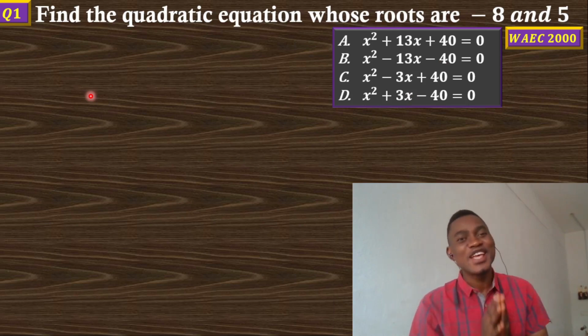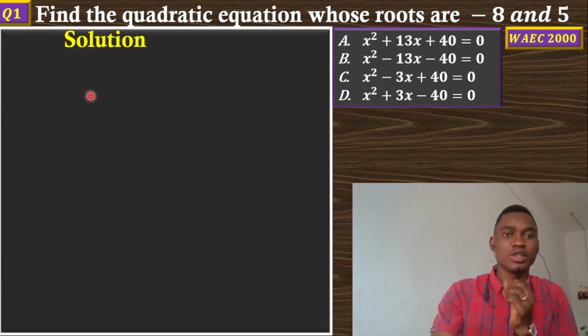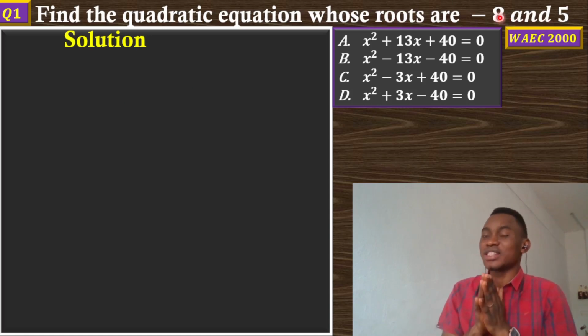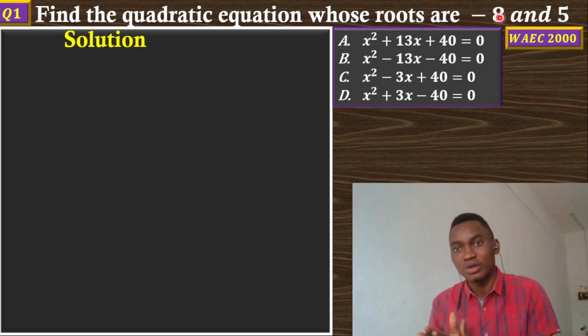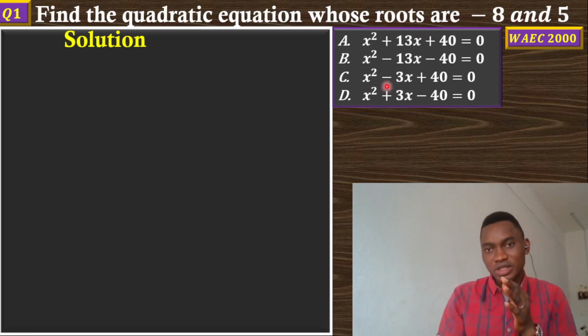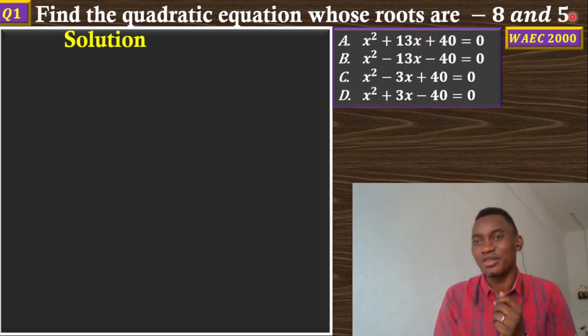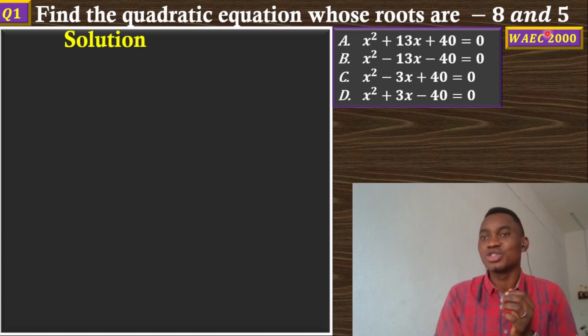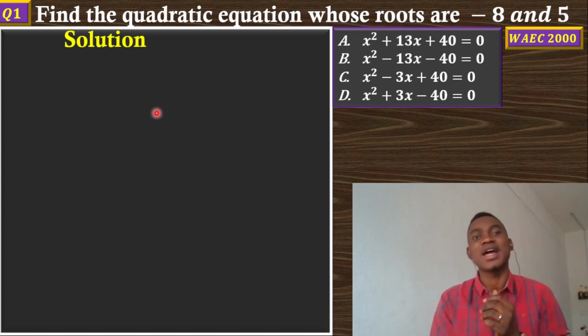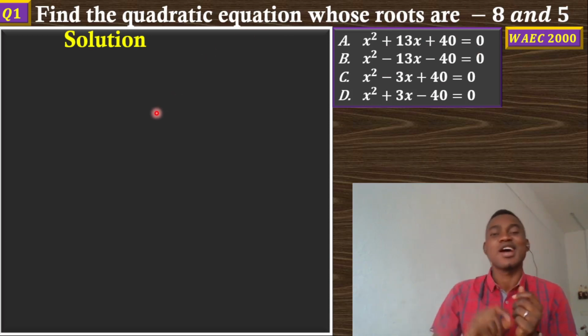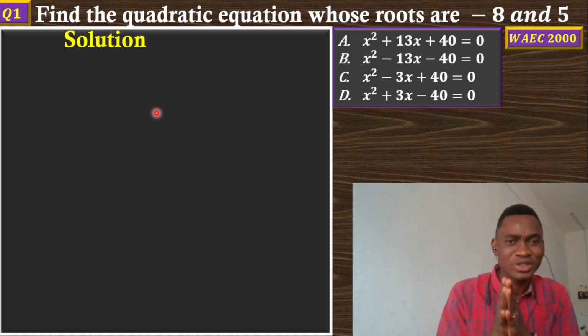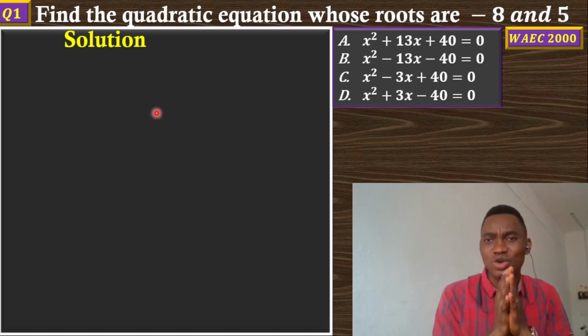Alright, guys, let's quickly look at the solution. We are given that the roots of a quadratic equation, which can be any of these options, are minus 8 and 5. So our aim is to use these roots to find that particular quadratic equation. This is just what we are discussing today.